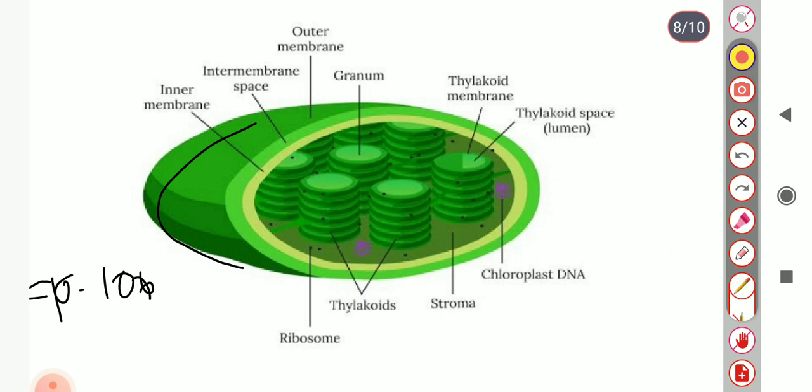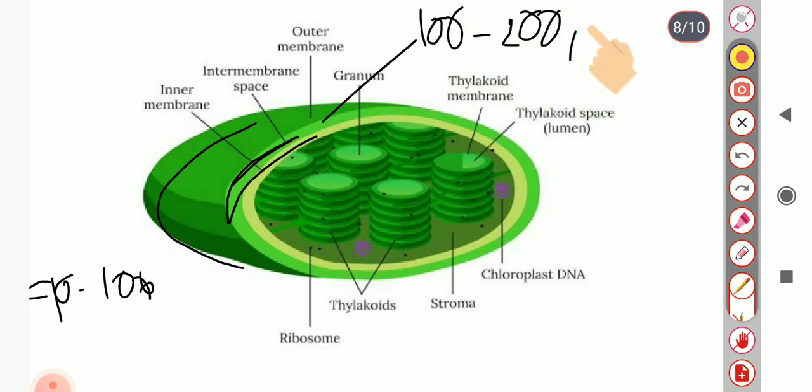The middle side of the membrane is called the intermembrane space. The intermembrane space has a width of 100 to 200 angstrom. The outer membrane may attach to the endoplasmic reticulum.